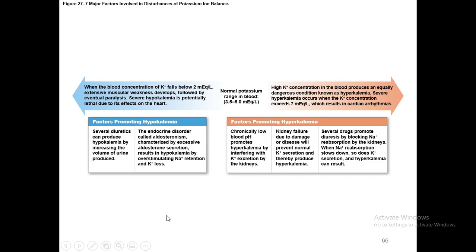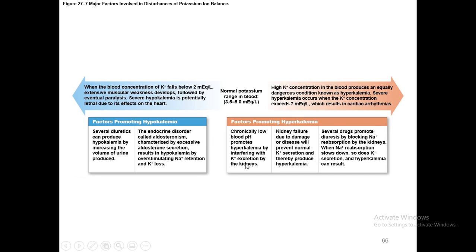This diagram shows how when the blood concentration of potassium falls, and here we have a number for you, you do not have to memorize this at this point, but 2 milliequivalents per liter, extensive muscular weakness develops, eventual paralysis, and you may remember, hopefully you remember from the muscular system, how sodium and potassium are involved in that muscle contraction. And so this is why it's such an important factor in weakness and paralysis, because it's such an important ion in the muscle contraction. Also, it's potentially lethal due to the effects on the heart. So again, the heart, that cardiac muscle, the ions are moving across the membrane there as well.